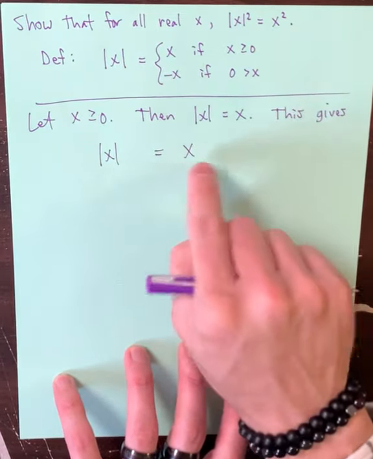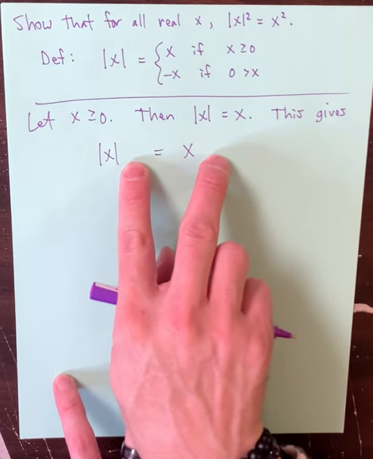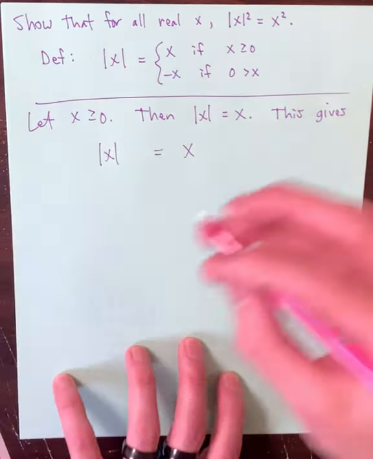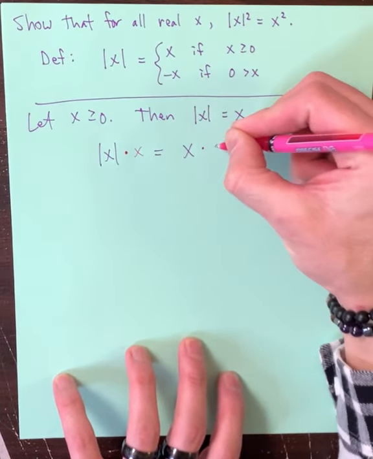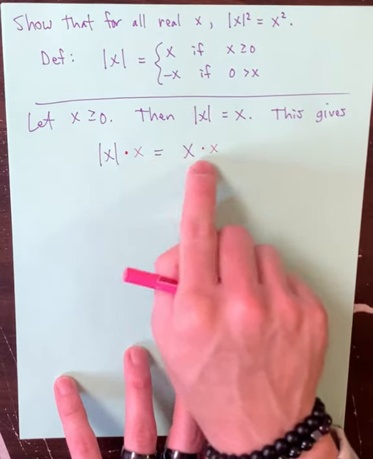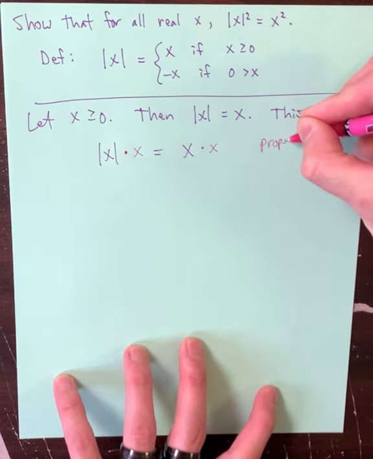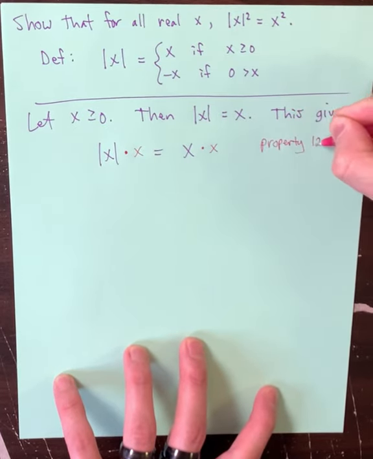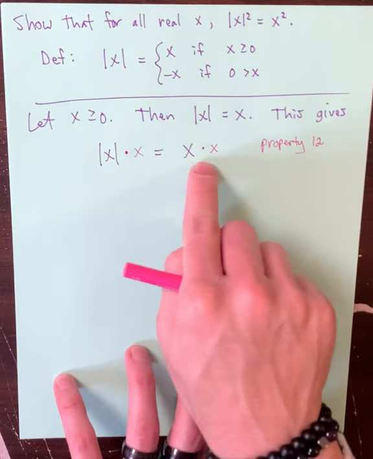So here's what we get. I've written it down again with a little bit of space. Now I want to multiply both sides by the same number, and I choose to multiply both sides of this equation by the number x. Since x is greater than or equal to zero, this equality holds true, and this is actually by property number 12. If you carefully look at property 12, this is permissible.